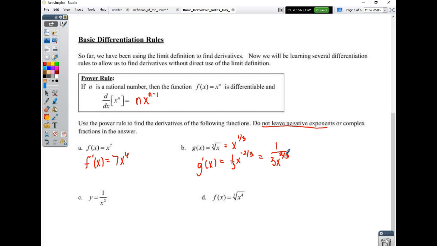See the letter C down there, y equals 1 over x squared, but I can rewrite that. I can rewrite that as x to the negative 2.